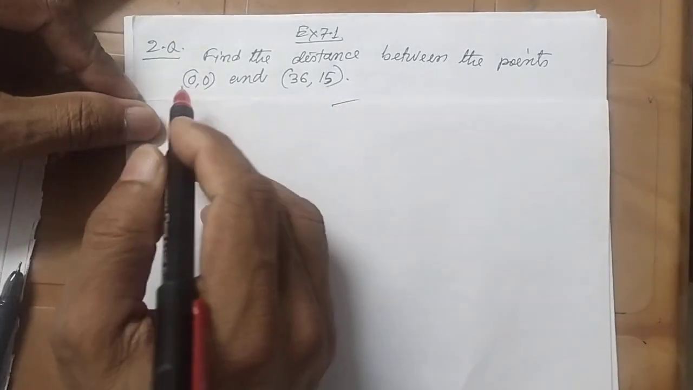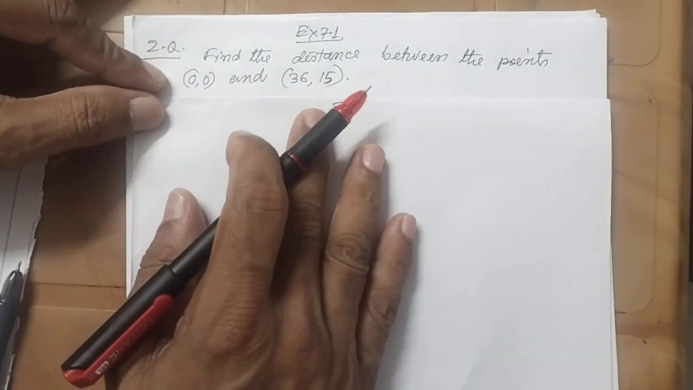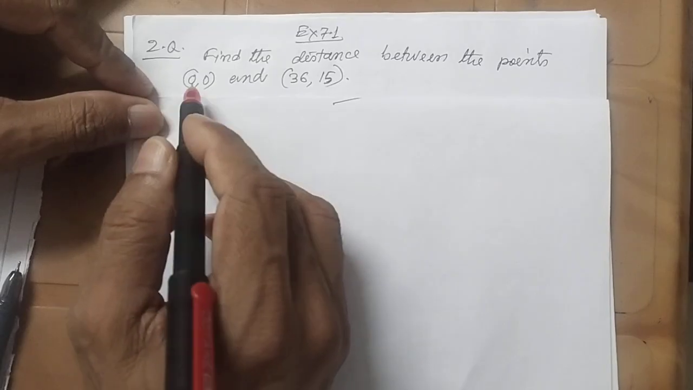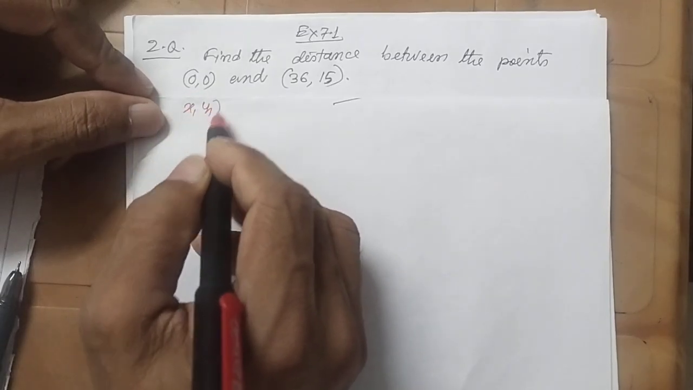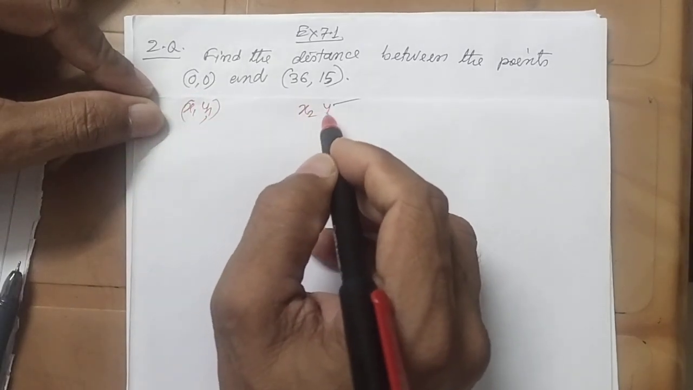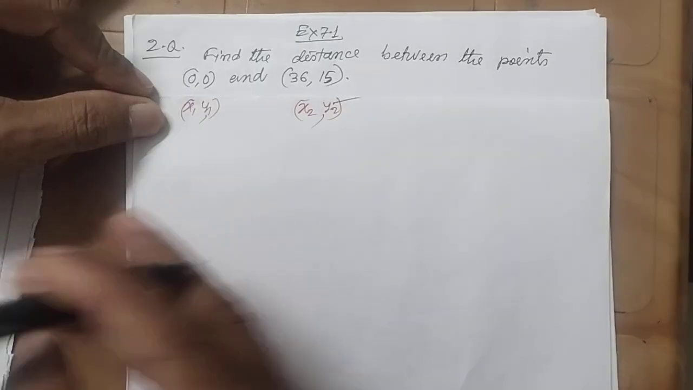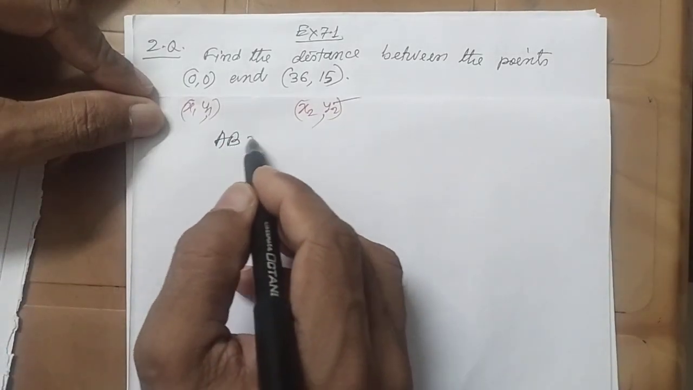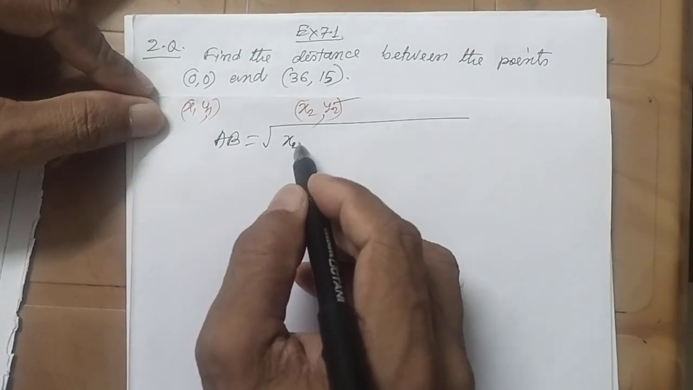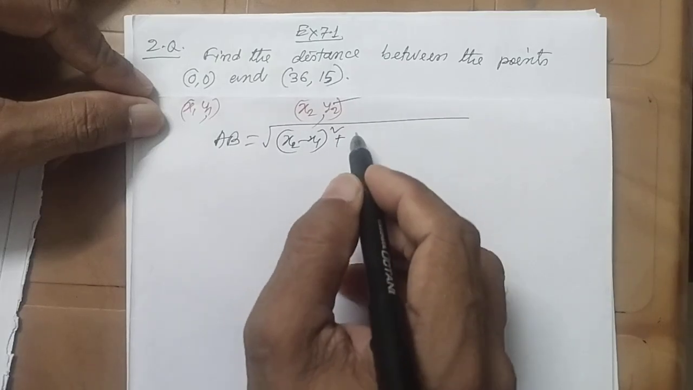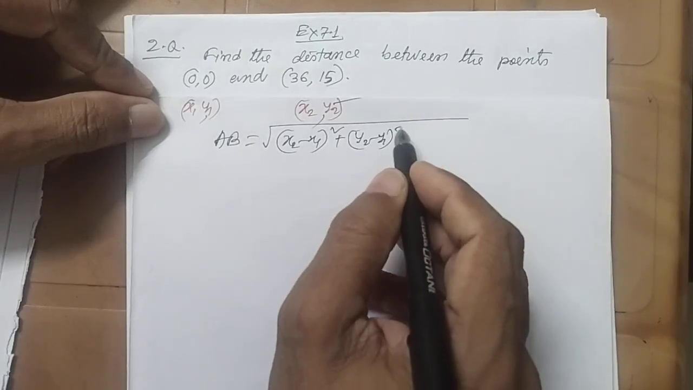So you can just mark the first point. It is also distance between 2 points. (0, 0) is the origin, no problem. You just mark it x1, y1, and the second point, whatever it is, mark it x2, y2. And what is the distance? Distance AB is the square root of (x2 minus x1) square plus (y2 minus y1) square.